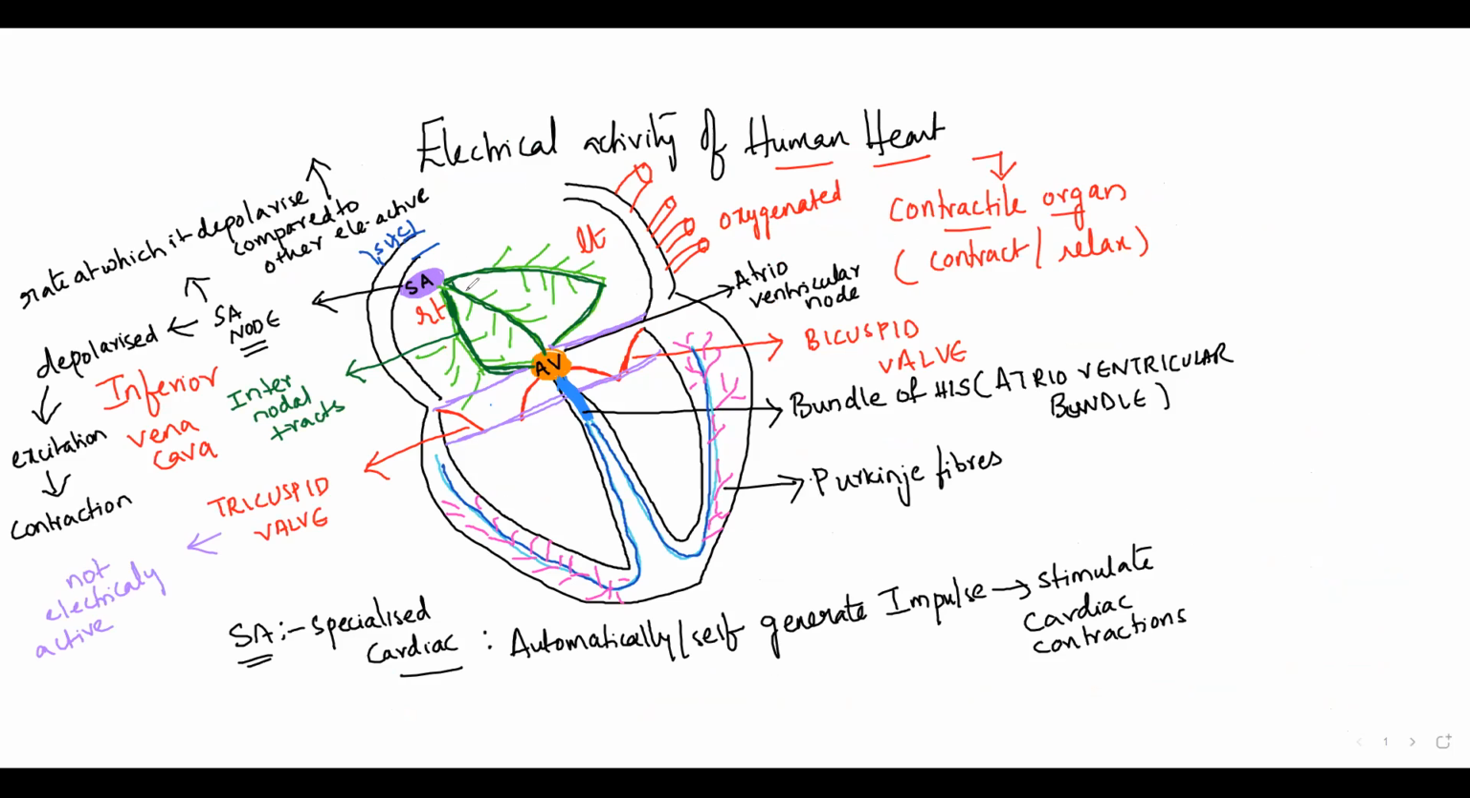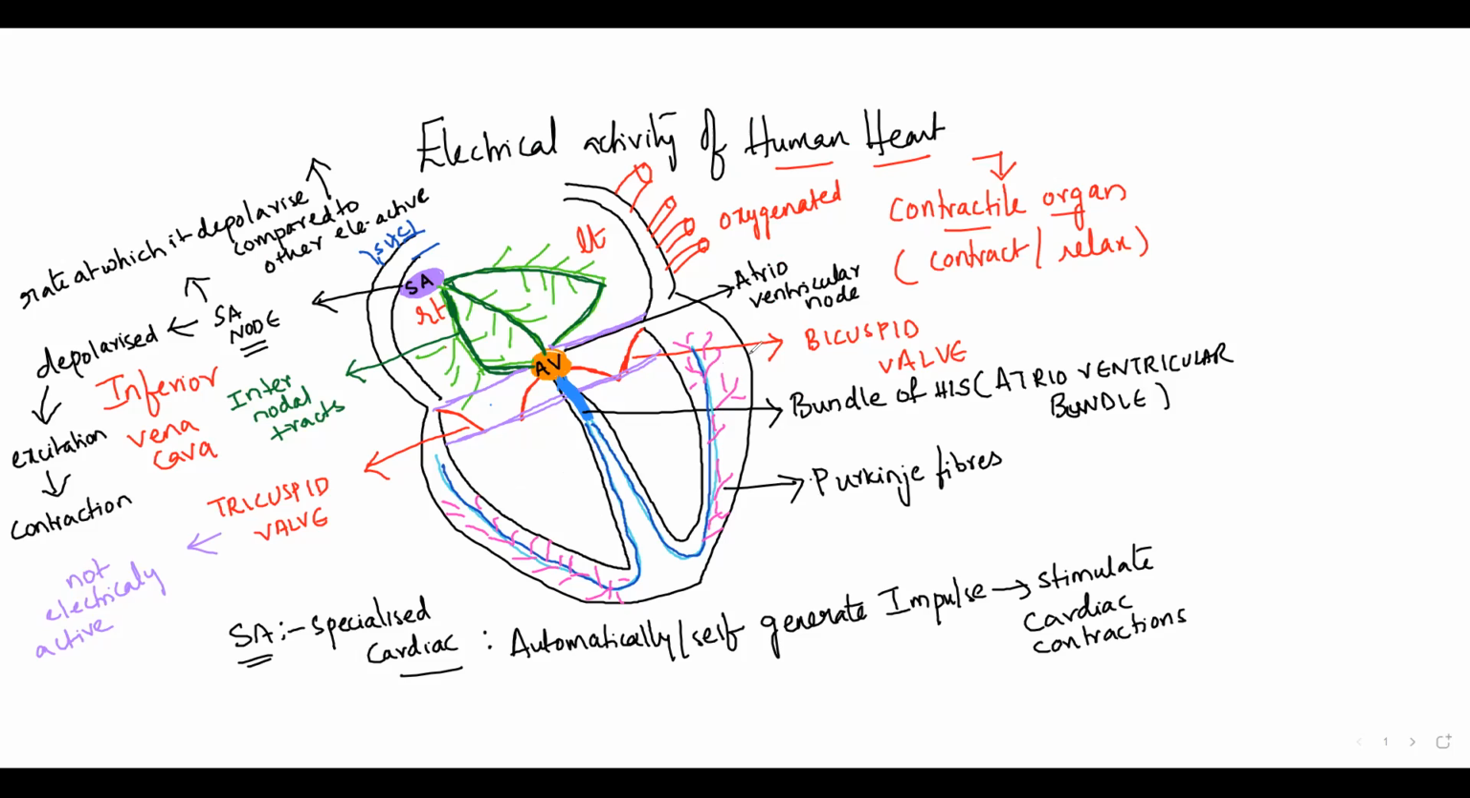So this is your SA node, your internodal tracts, your AV node, your bundle of His, and the Purkinje fibers. The generation of depolarization made your auricles contract. Then the generation of depolarization made your ventricles contract.